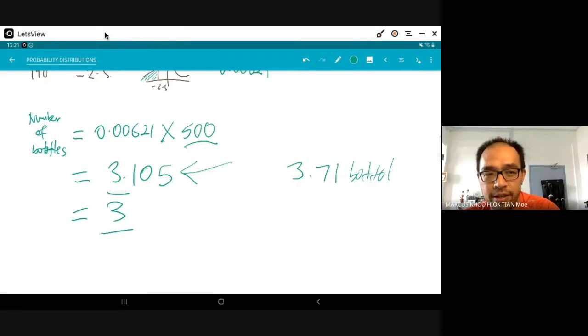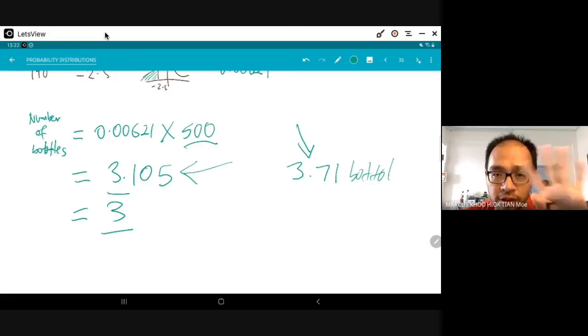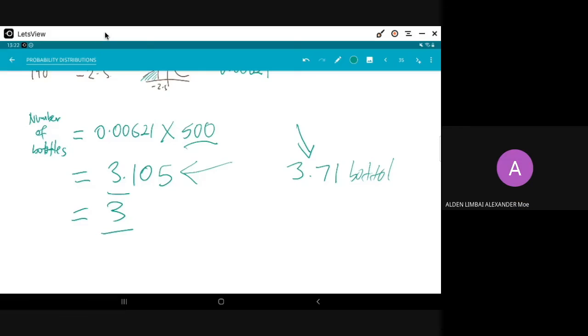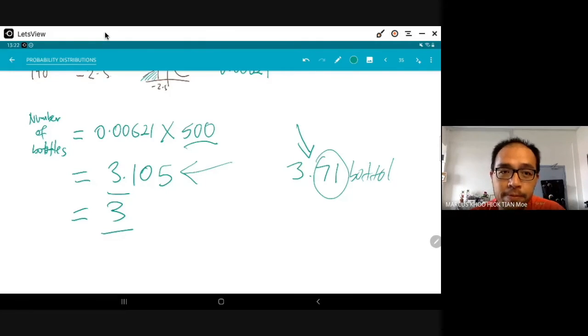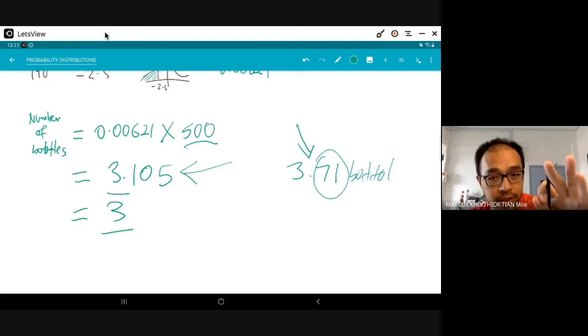Okay. Even if the number of bottles is 3.71, the answer remains at 3 because you haven't reached the 4th bottle yet. Even 3.999. As long as it has not reached the fourth bottle, we assume only 3 bottles will be defective. Okay, so there is a reason why we don't round this off. This is just basically logical thinking. It hasn't reached the fourth bottle, that's why we cannot assume that 4 bottles will be there. Only 3 bottles. So be careful in this kind of situation.